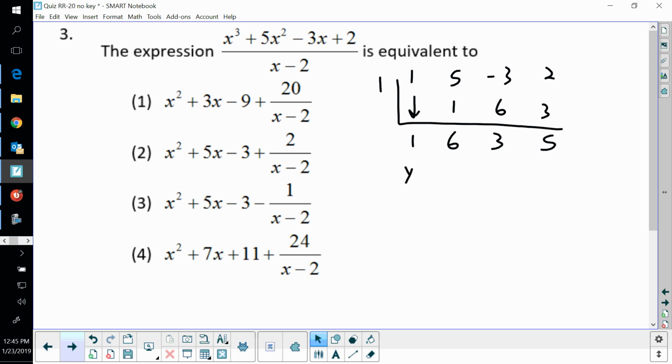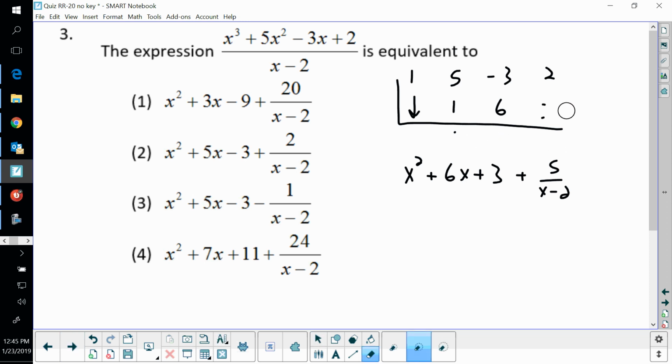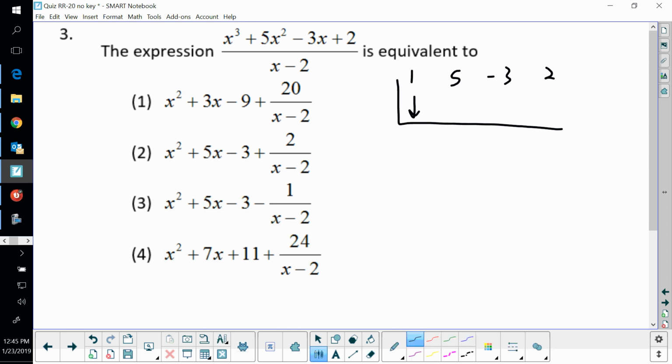We started with x cubed, so we'll have 1x squared plus 6x plus 3, and then we have a plus 5 over x minus 2 for our remainder. And let's see, that does not match. Oh, I messed that up. This should be a 2 out here. I'm not sure what I was doing. Let's start that over again. So we'll pretend like that didn't just happen.